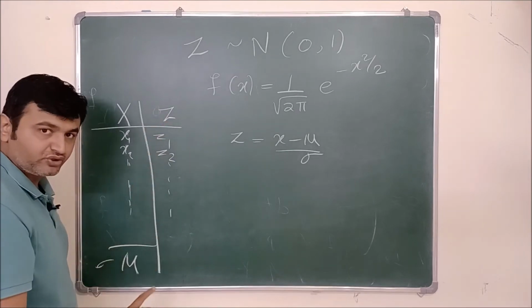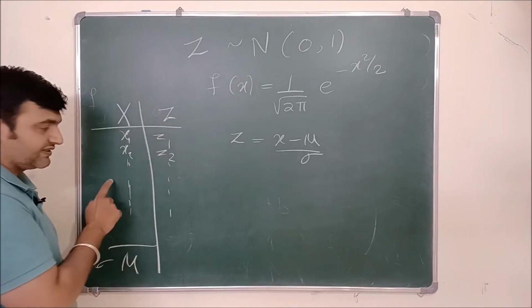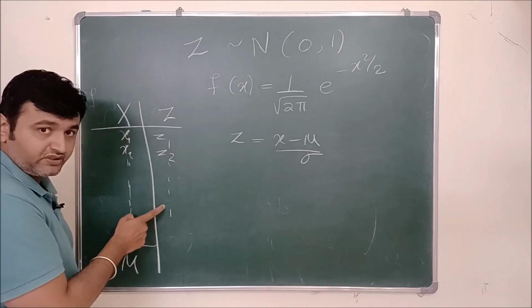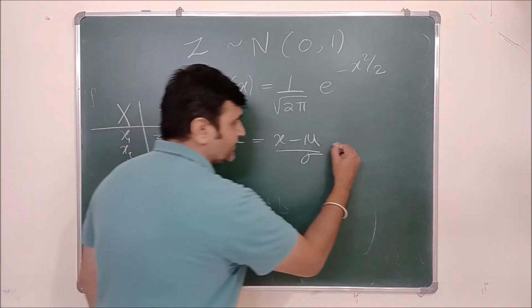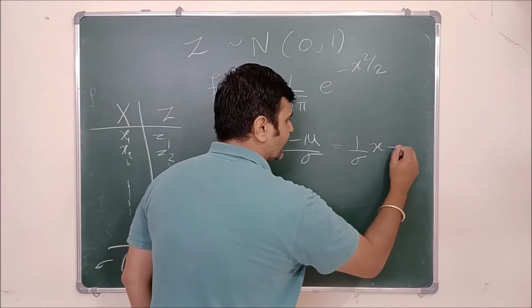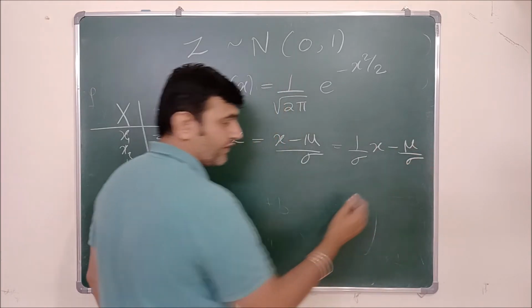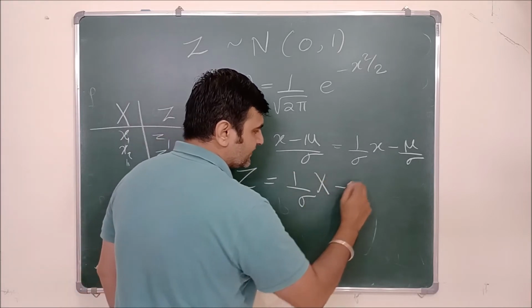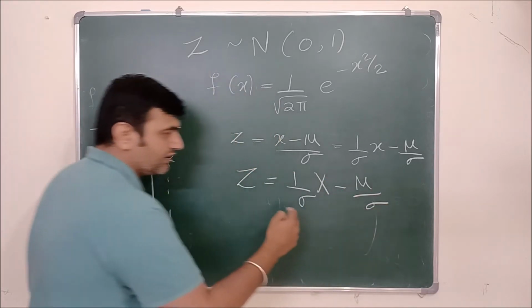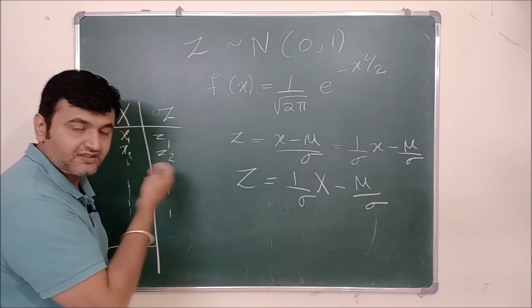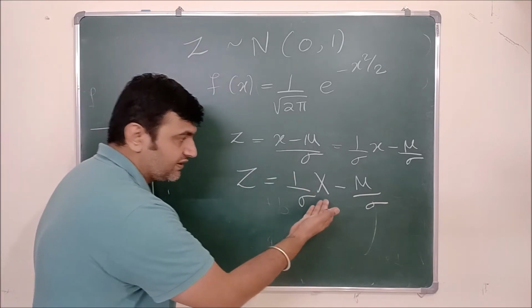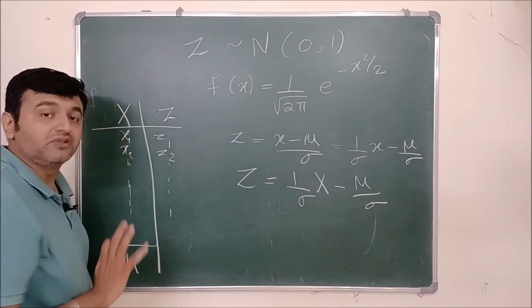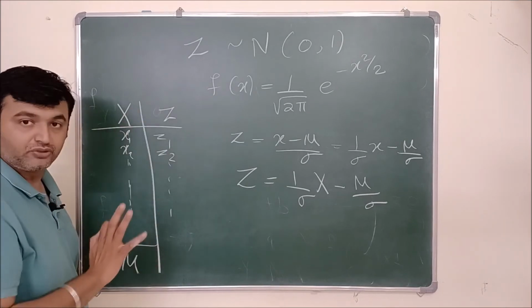What you get is a new distribution, and if x is a normal distribution, this is also a normal distribution. Why? Because what is this? This is 1 by sigma times x minus mu by sigma. In short, your z is nothing but 1 by sigma times x minus mu by sigma. This is a linear change in x. And just now we saw that a linear change in a normal distribution is again a normal distribution. So this is again a normal distribution.